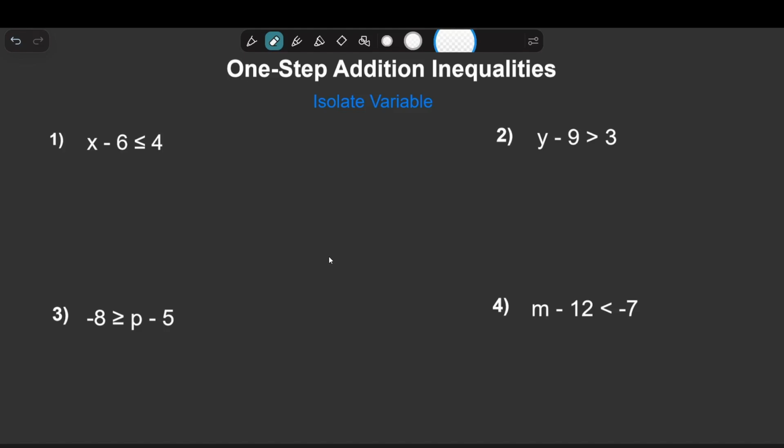Let's jump into number 1 where we have x minus 6 is less than or equal to 4. Well, to do this, we are going to use the opposite or inverse operation we were given. So we are going to add 6. Minus 6 plus 6 cancel each other out, so we are just left with our variable. Now, of course, we are going to add 6 to this side also. So 4 plus 6 equals 10.